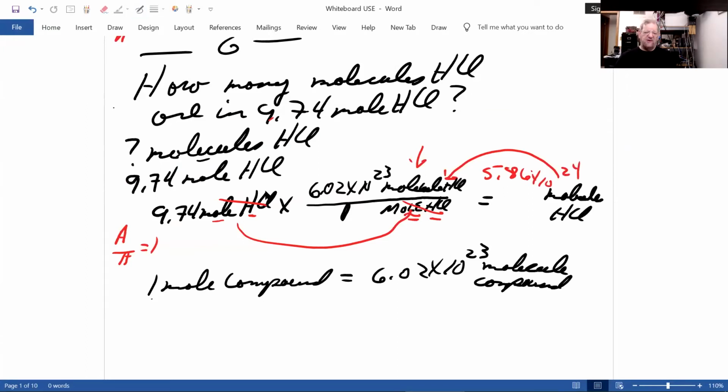And that's how you do it. Now, some words to help you out on test number 2. Show your work like this.